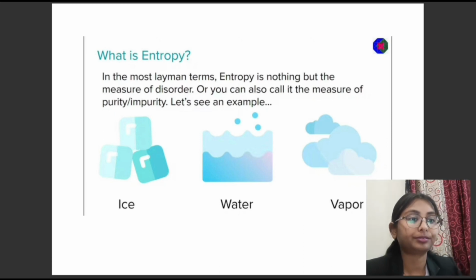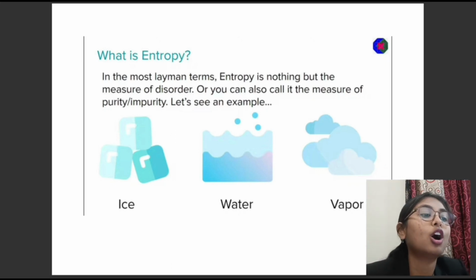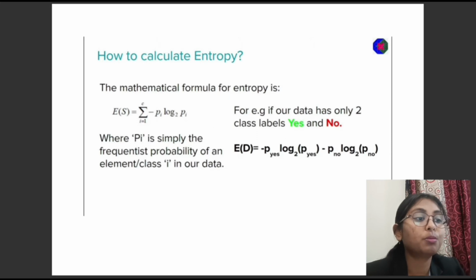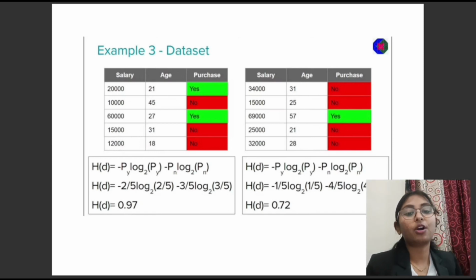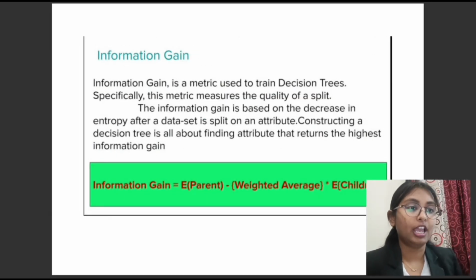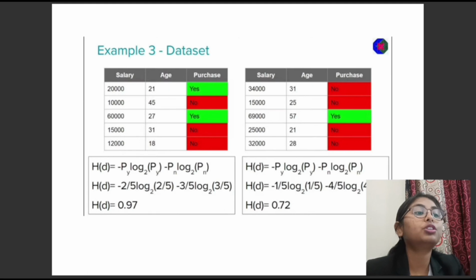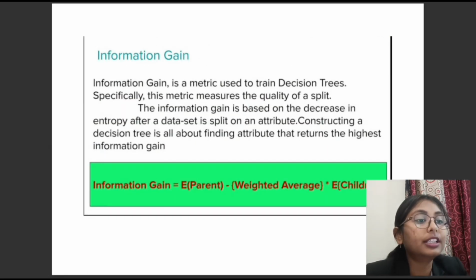How can we calculate the entropy? Entropy has this simple formula: minus probability of yes log 2 probability of yes, minus probability of no log 2 probability of no. So for us, dataset 1 is more feasible as compared to dataset 2. Now, using this entropy, how can we calculate our information gain? Information gain is a metric used to train decision trees. Specifically, this metric measures the quality of a split. Information gain is the entropy of the parent minus the weighted average entropy of the children.